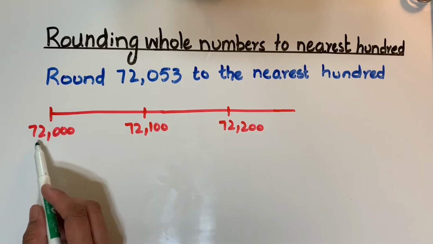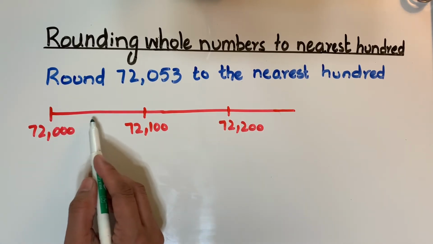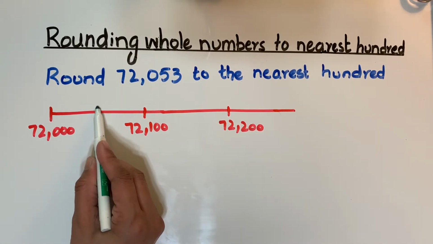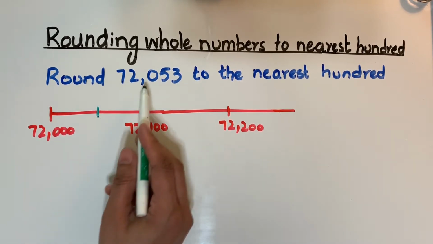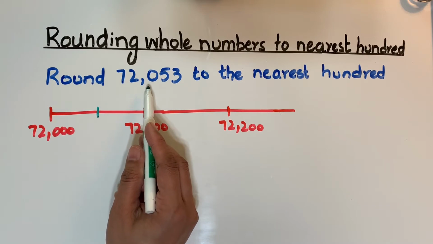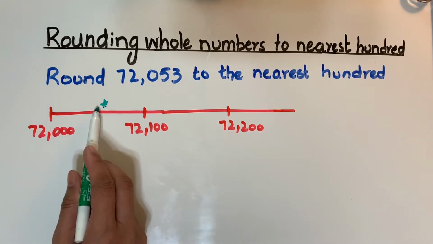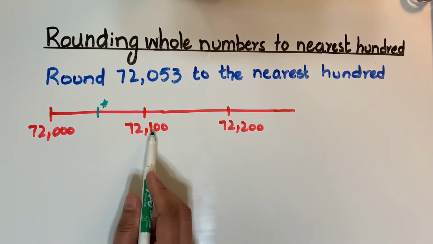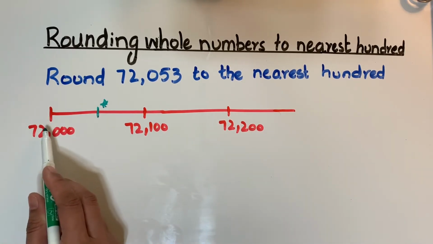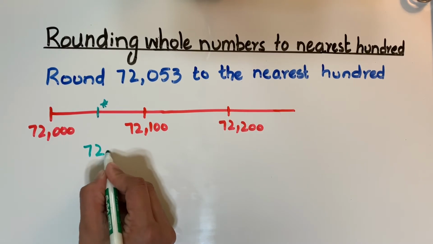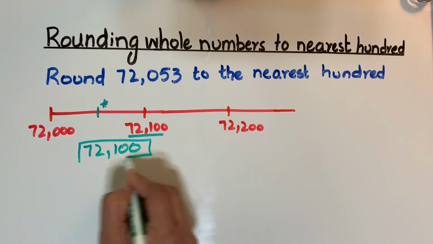72,053 will lie between 72,000 and 72,100. So the middle of these will be, let's see, it's here. So this is 72,050, and our number is 72,053, so this number will be somewhere here. This means 72,053 is closer to 72,100 instead of 72,000. So the rounded form of this number will be 72,100. This is the answer to our question.